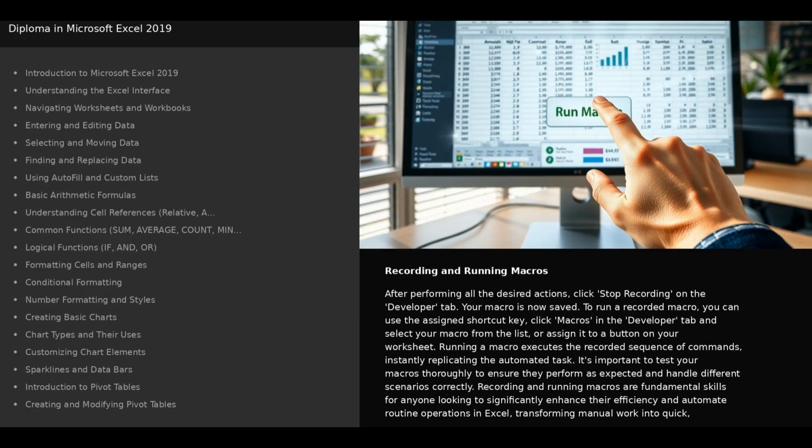To run a recorded macro, you can use the assigned shortcut key. Click Macros in the Developer tab and select your macro from the list, or assign it to a button on your worksheet. Running a macro executes the recorded sequence of commands, instantly replicating the automated task. It's important to test your macros thoroughly to ensure they perform as expected and handle different scenarios correctly. Recording and running macros are fundamental skills for anyone looking to significantly enhance their efficiency and automate routine operations in Excel, transforming manual work into quick, repeatable processes.